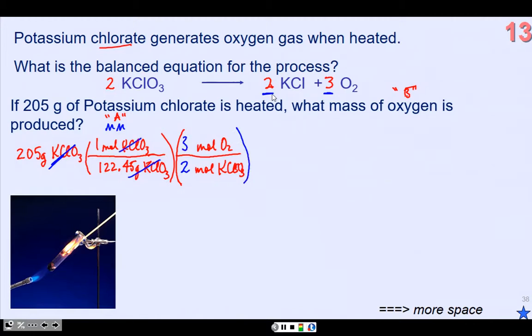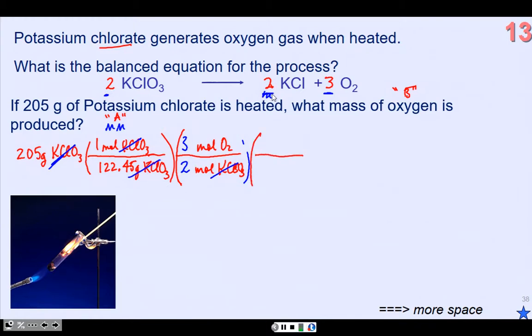Having done that, the moles of potassium chlorate, oh, I said the wrong one. Potassium chlorate is also 2. Potassium chlorate will cancel out. And now if we stopped here, we'd have moles of oxygen, but we don't want that. We want something more. And so from here, we're going to continue with the calculation, let's see if I can make that disappear. There we go. Then we're going to calculate the mass of oxygen from that number of moles.